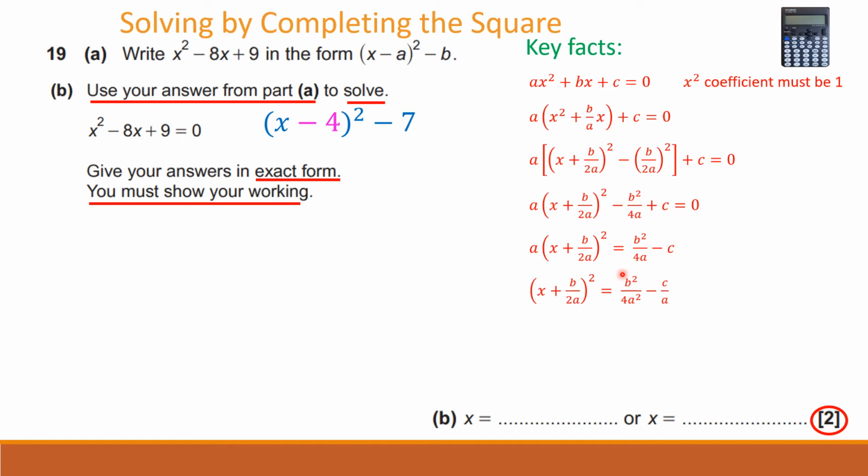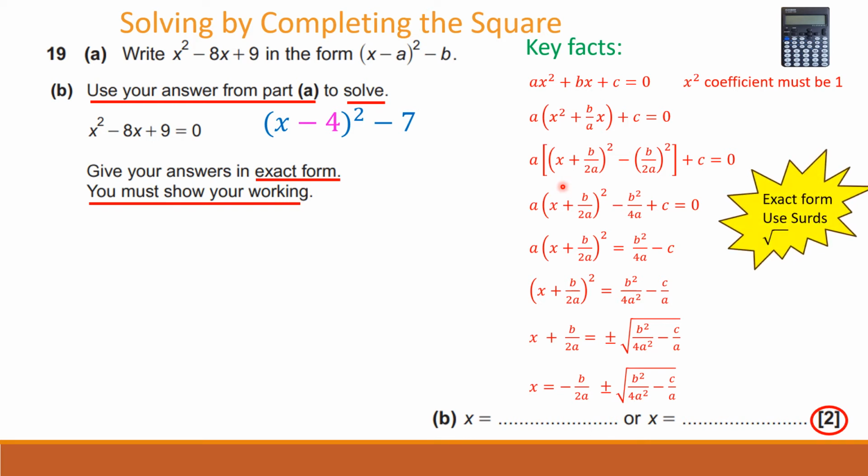Now I need to get rid of this squared term. The opposite to the square is square root, so I'm going to take the square root of what was on the right hand side. Remember, when you take the square root, it is plus or minus the square root value. Then I need to get rid of this b over 2a. The opposite to plus b over 2a is subtract b over 2a. So x is equal to minus b over 2a plus or minus the square root of b squared over 4a squared minus c over a. And this is the generalised expression for any quadratic. Ax squared plus bx plus c equals 0 will always come down in this form.